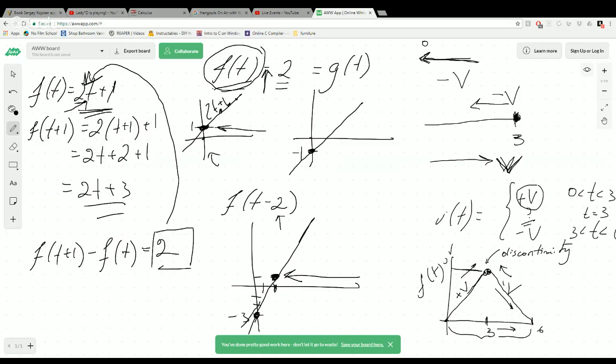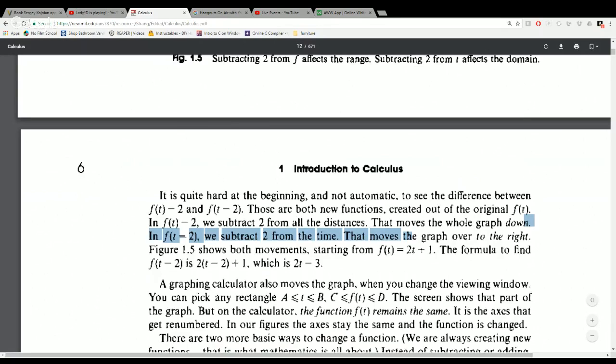So there is a difference. Here we shift down 2, here we shift right 2. They're new functions, they're different functions. All right.